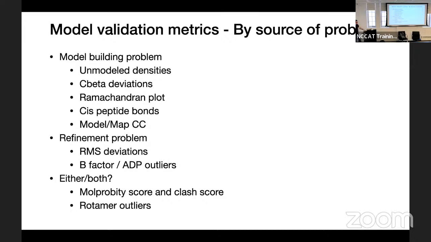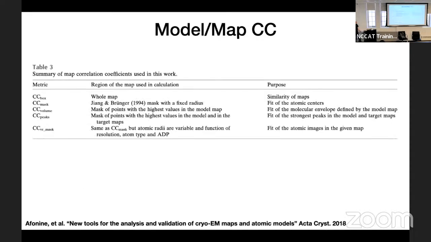Okay, so I'm not going to walk through all of these, but these notes will be available online afterwards. So some of my favorites, I really like the model-map correlation coefficients to understand how well a structure agrees with the map overall. There are several different flavors of these, and they're described in a lot of detail in this review down here. So this will also be in the notes, and I would encourage you to read this. This paper is all about validation of cryo-EM maps and models.